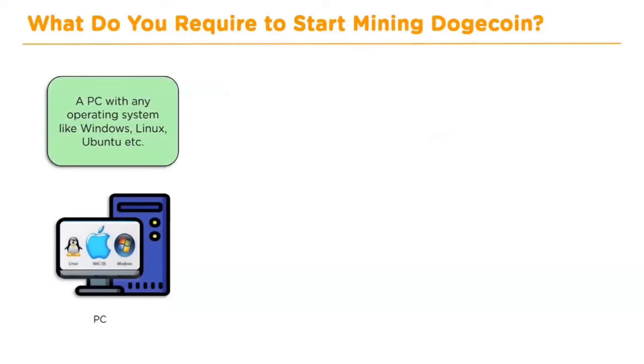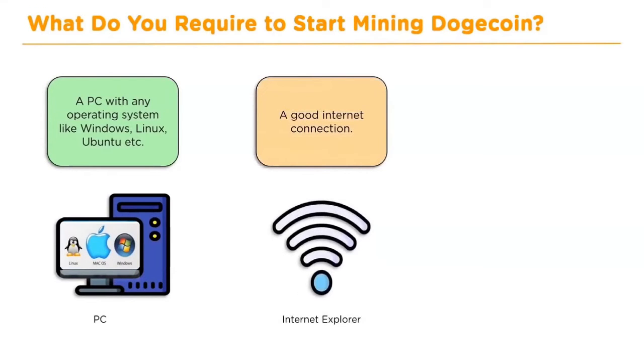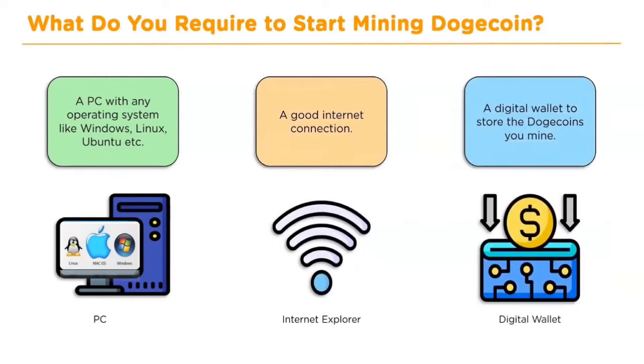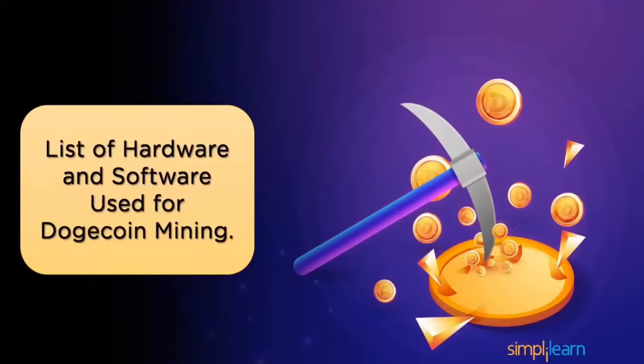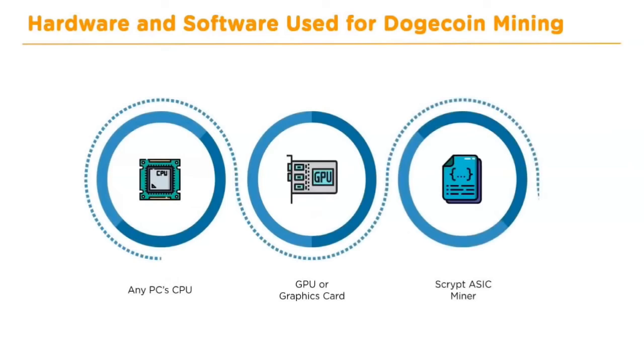But before we start mining, we will have to make sure that we have these things with us. A PC with any operating system like Windows, Linux, Ubuntu, etc. A good internet connection, and a digital wallet to store the Dogecoins you mine. Which hardware and software can we use for Dogecoin mining? You will need your PC's CPU, which should be powerful enough to mine Dogecoin. A GPU or graphics card can also be used for mining Dogecoin. For example, Sapphire Pulse Radeon RX 580, Asus RX Vega 64, and many more.